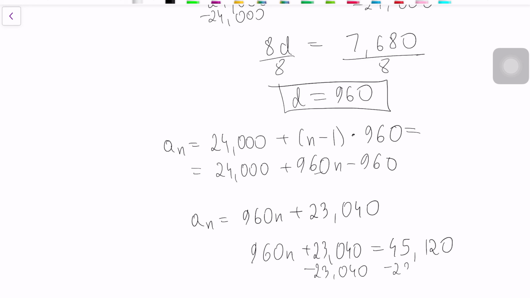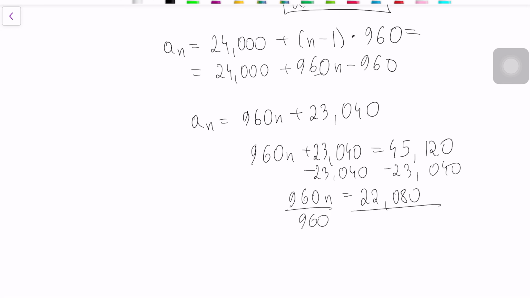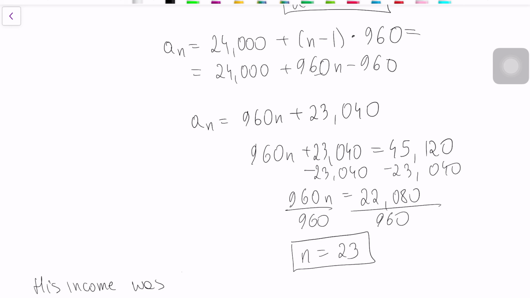So I'm going to subtract 23,040 from both sides. So that means it's going to be 22,080, and then I'm going to divide, again using a calculator, by 960 on both sides, and n ends up being 23. So his income was $45,120 in the 23rd year of work. Okay.